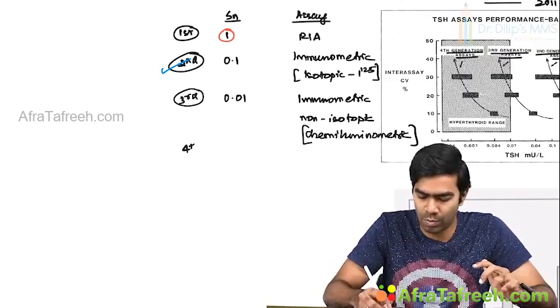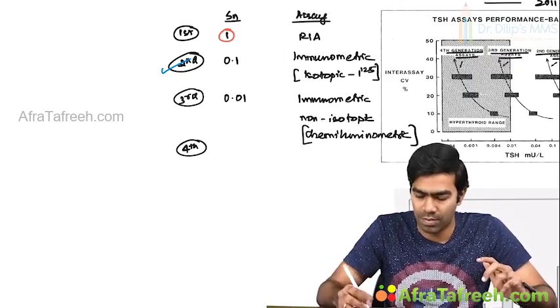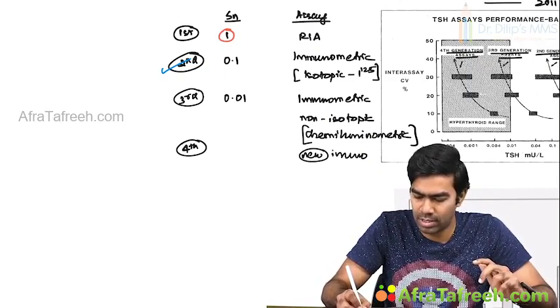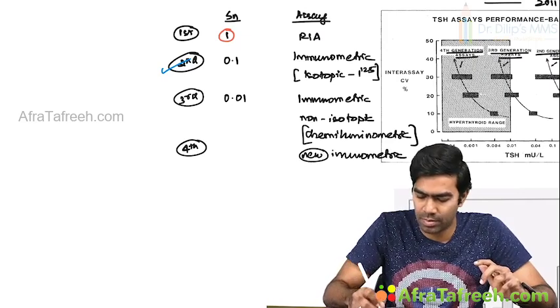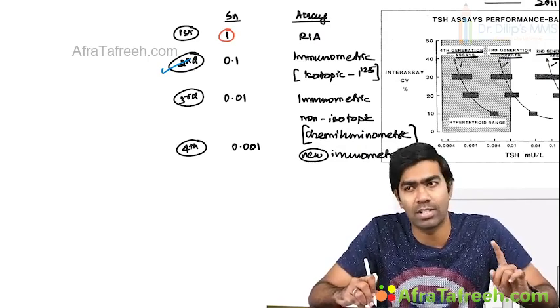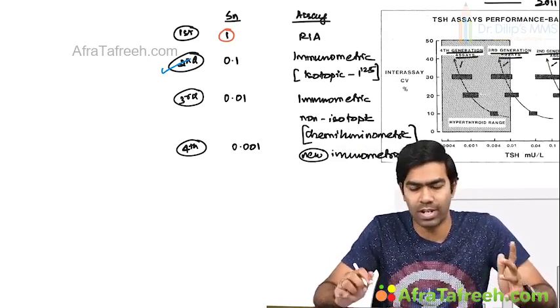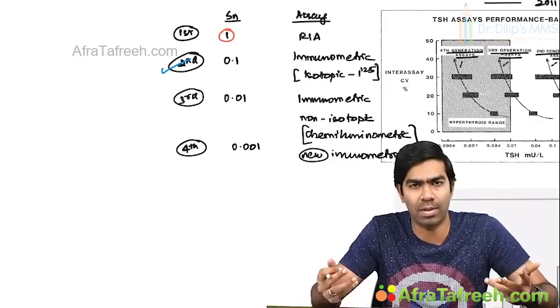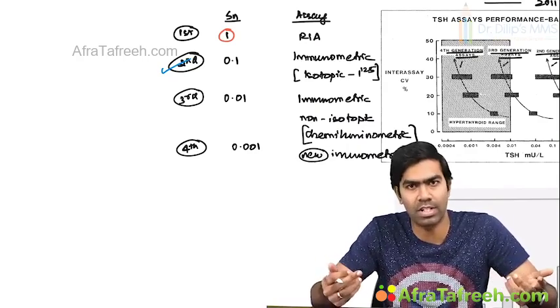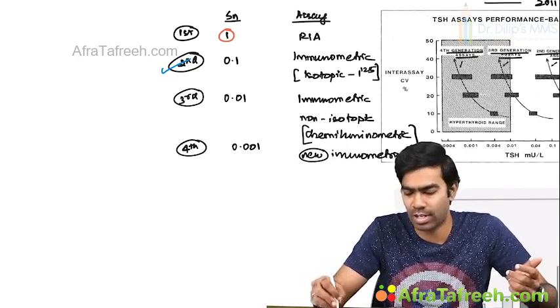Now we have the newer fourth generation assays also, which use modern immunometric techniques, with a much improved sensitivity of just 0.001, which is very helpful in certain conditions like severe hyperthyroidism and thyroid storm. That's the only area where this much sensitivity is very useful. Apart from that, it's not that useful.